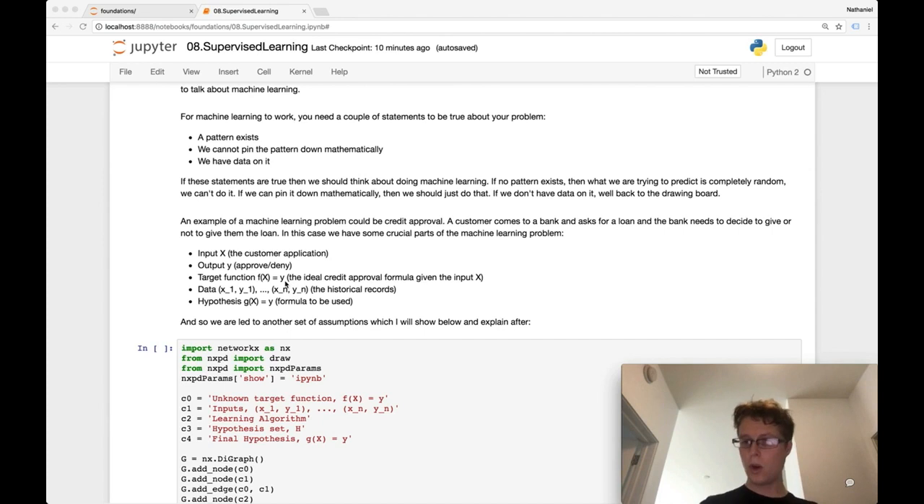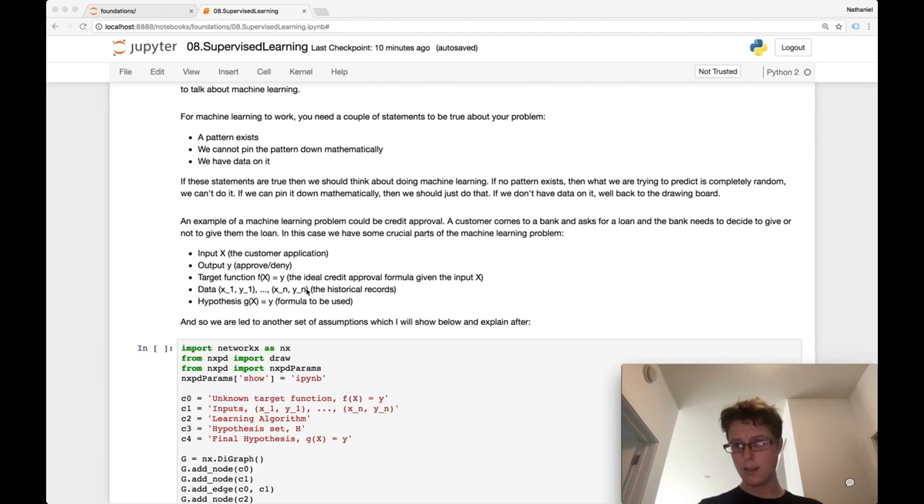There's going to be something we'll call a target function, okay? And this is the ideal credit approval formula. It will say yes if I were to have given that person a loan and they would pay it back, and it will say no if I were to give that person a loan and they would not pay it back. So it's as if you were omniscient, as if you were the god of loans and you knew everything about loans. This would be the ideal function, the target function.